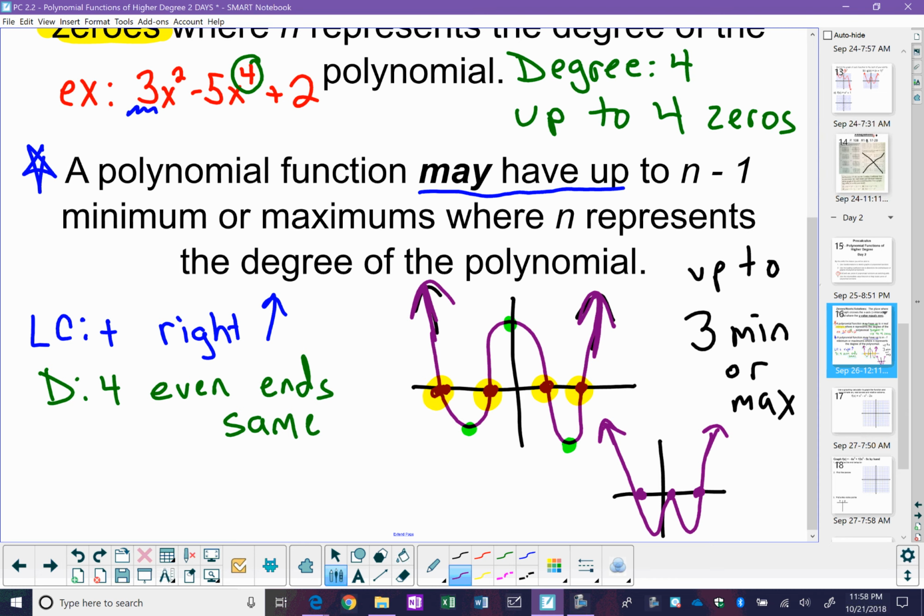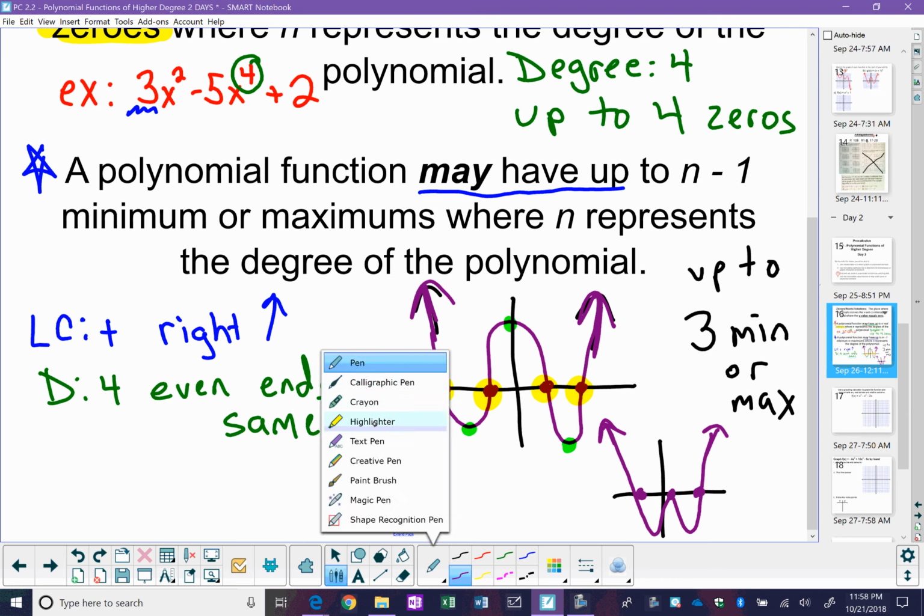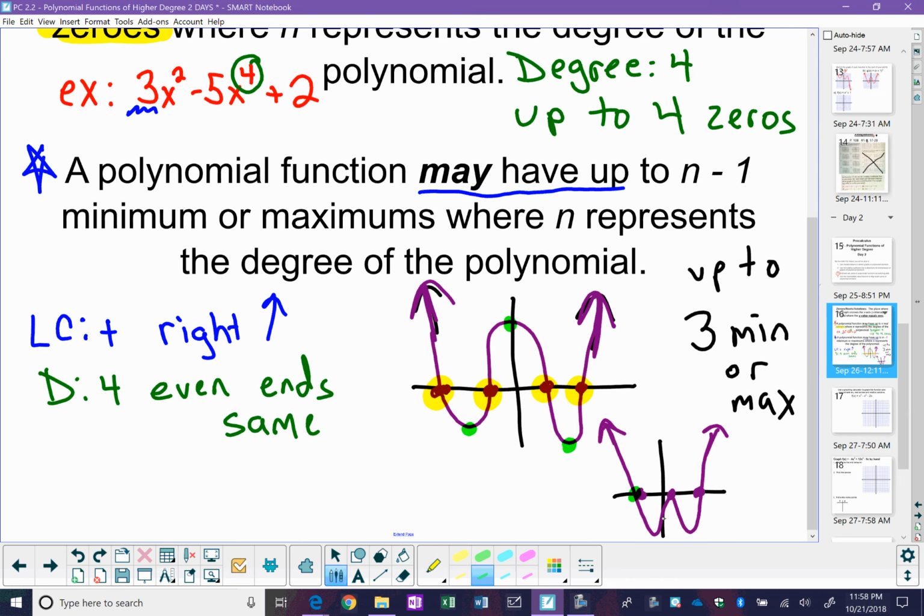Okay, now let's look. How many zeros do I have? 1, oops, I did the wrong color. 1, 2, 3. Trying to get this green that I made there to go away. There we go. So we've got my 3 zeros.